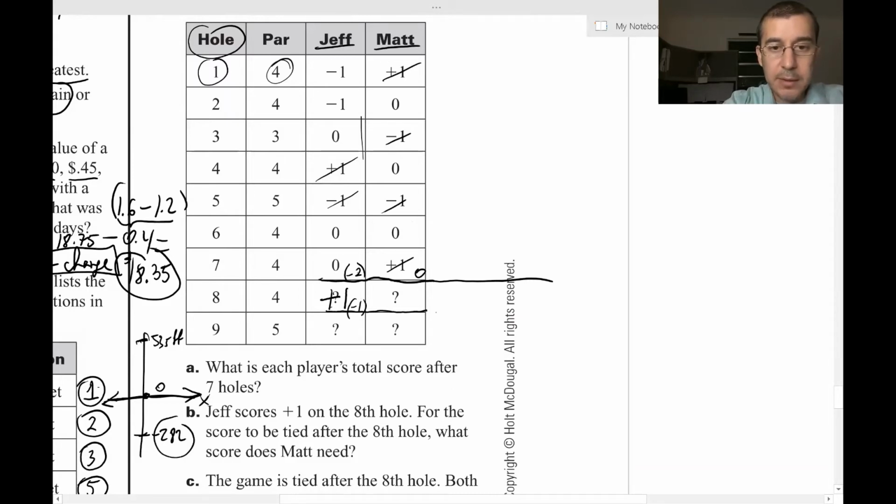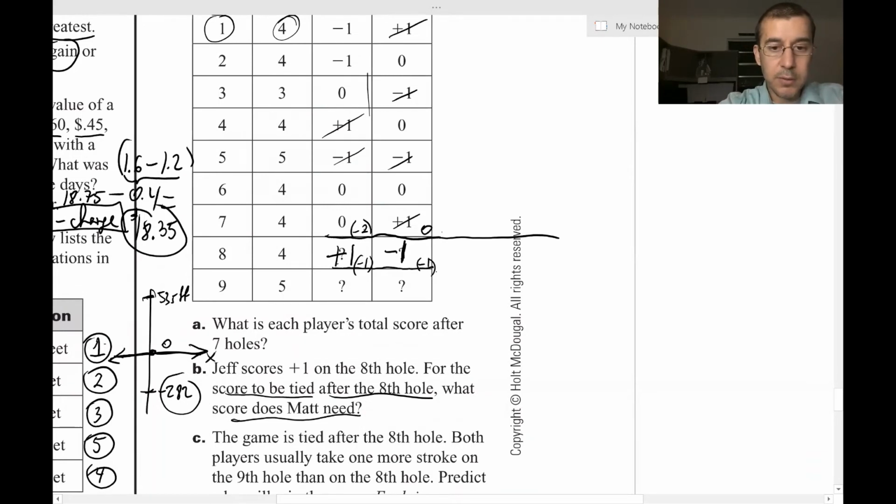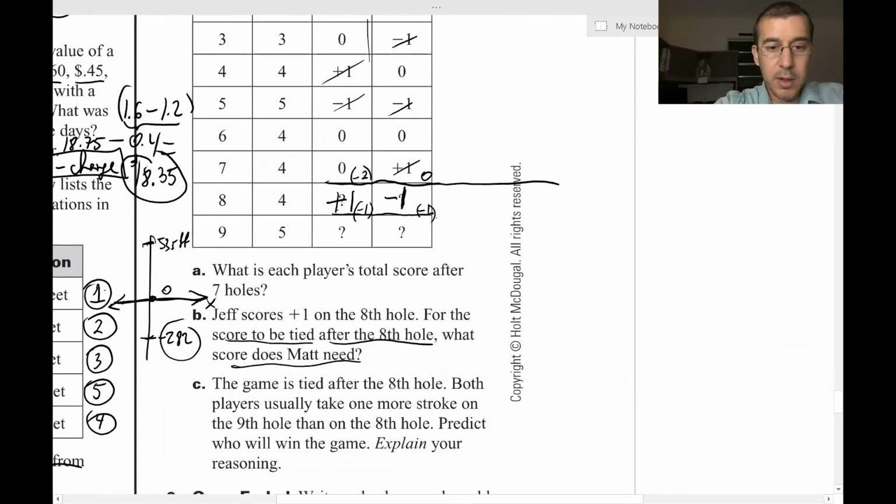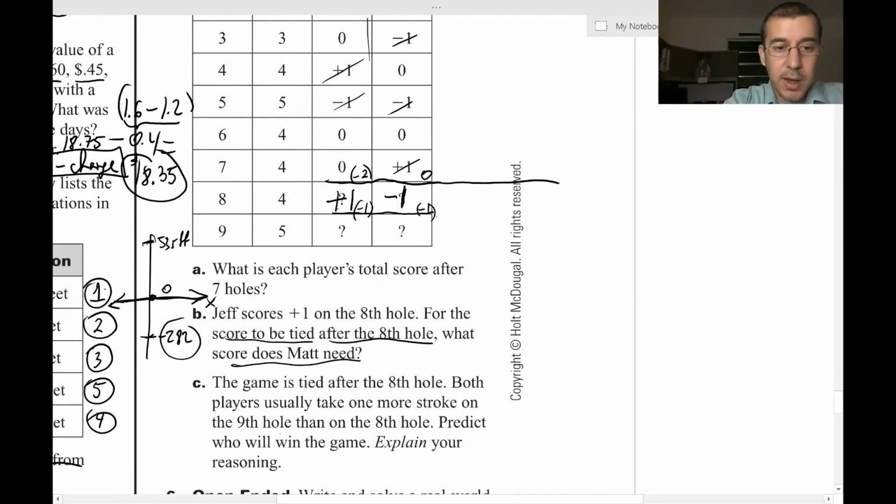So for Matt to be -1 here, from 0, we have to add -1 to 0 to get to -1. So for the score to be tied after the 8th hole, what score does Matt need? So Matt needs -1. Okay. And C, the game is tied after the 8th hole. Both players usually take one more stroke on the 9th hole than on the 8th hole. Predict who will win the game.